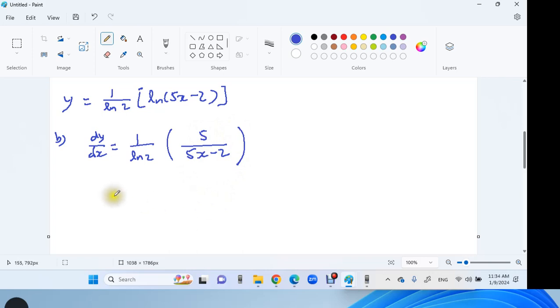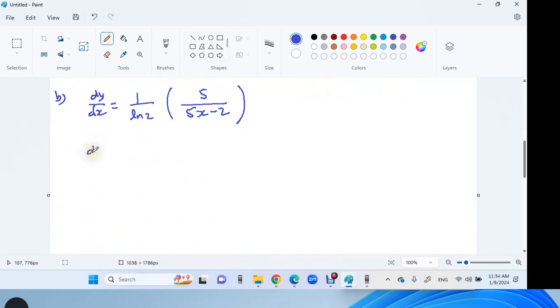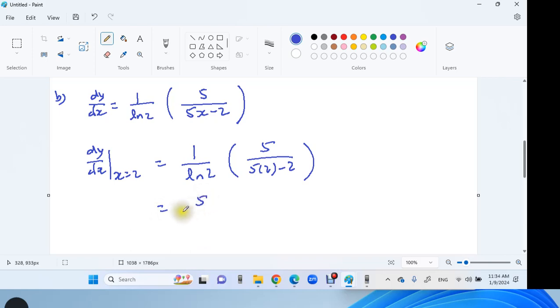Okay, so the dy/dx when x equals 2 will be 1 over ln 2 times 5 over (5 times 2 minus 2). Okay, 10 minus 2, 8. So we have 5 over 8 ln 2.